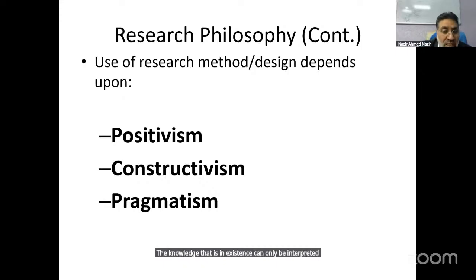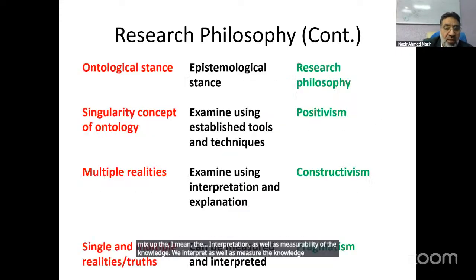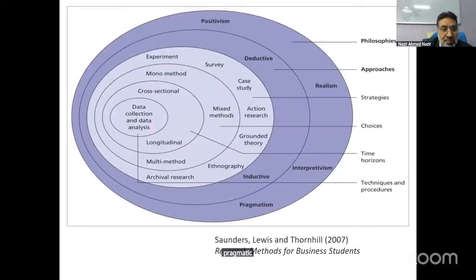And the last one is pragmatism, which means a more authentic way of conducting research, where we mix interpretation as well as measurability of the knowledge. We interpret as well as measure the knowledge. We call it pragmatic research.